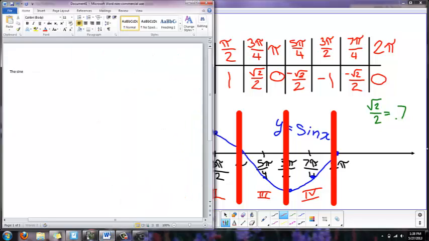So the sine curve, and I want you to be writing this down. Sine curve. Starts at 0, ends at 0, goes through 0 halfway between. Okay, so that's what we're going to use to remember how to graph this.